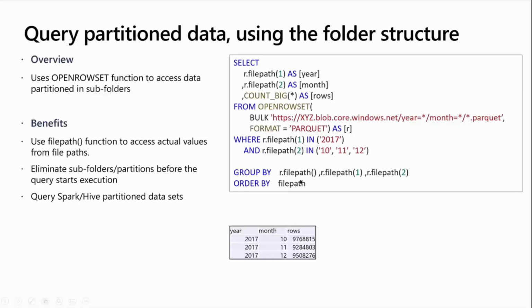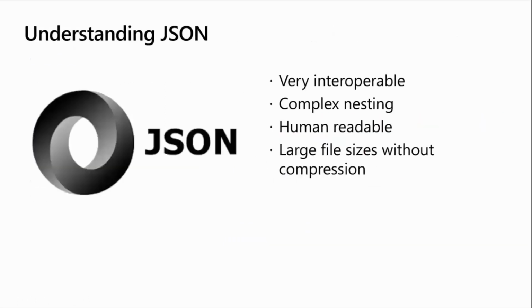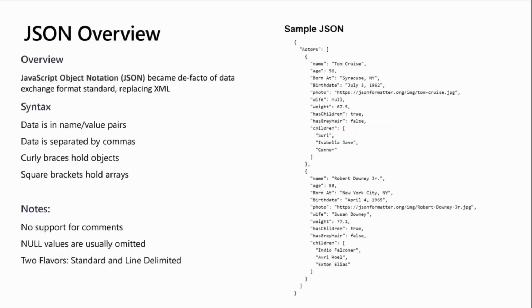Okay, so that's pretty helpful, helps with performance. We're showing Parquet here, but that works with CSV files or JSON files as well. So that's a new function that's available to us. That's the file path function. So JSON is another file format that's supported. It's getting a lot of popularity. If you're not familiar with it, basically you're going to have squiggly braces to hold objects. You'll have square brackets like this to hold arrays.